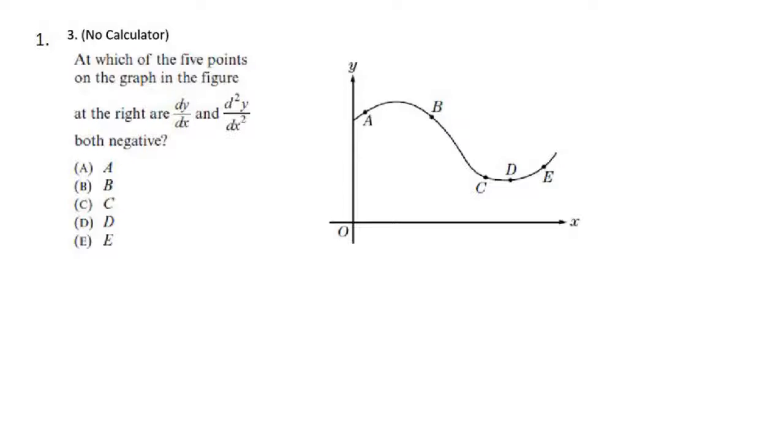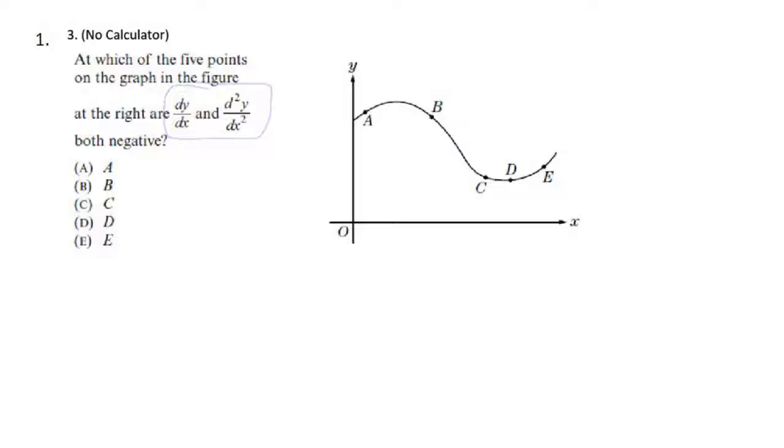All right, so let's talk about, for the first part, what does it mean for, let's see, we've got 5 points, and we want both dy dx and d2y dx squared. What does that mean? Second derivative, right? So this wants the first and second derivative to both be negative. Which point on the graph illustrates both of those things?